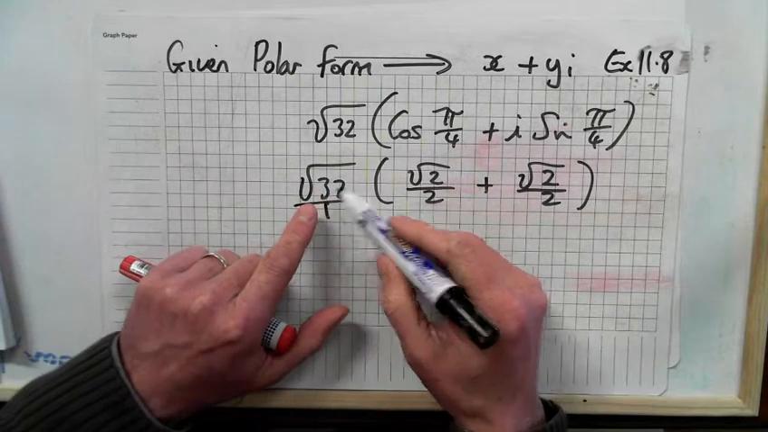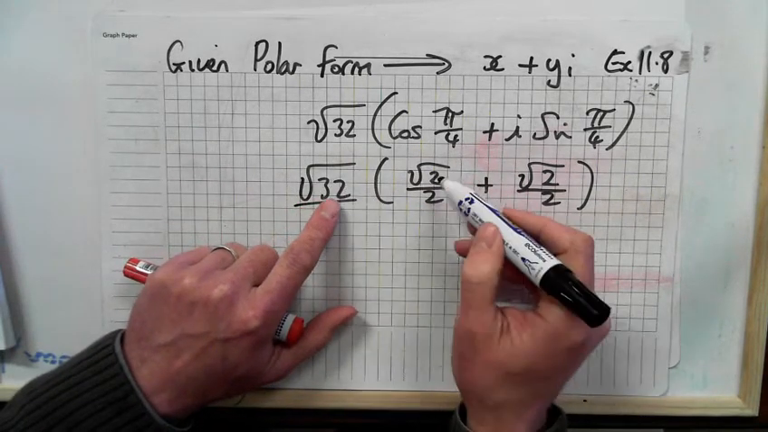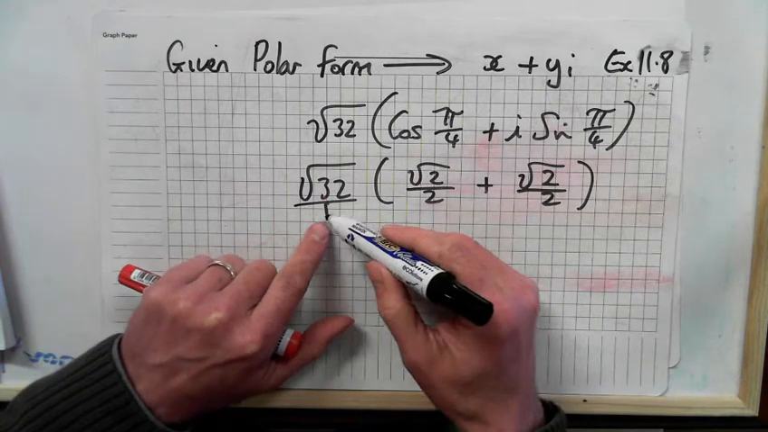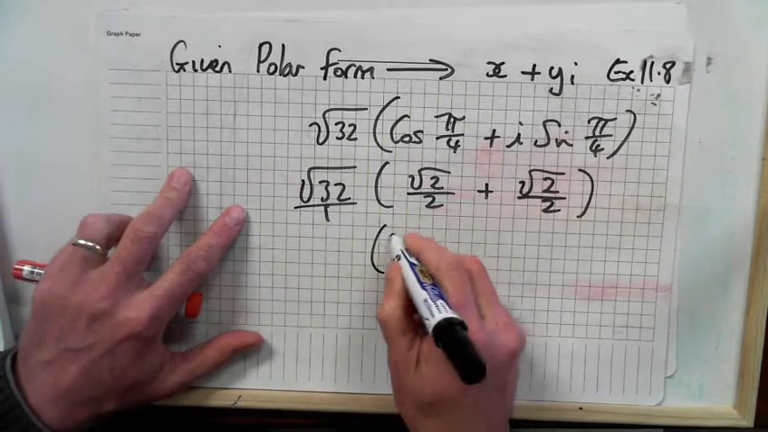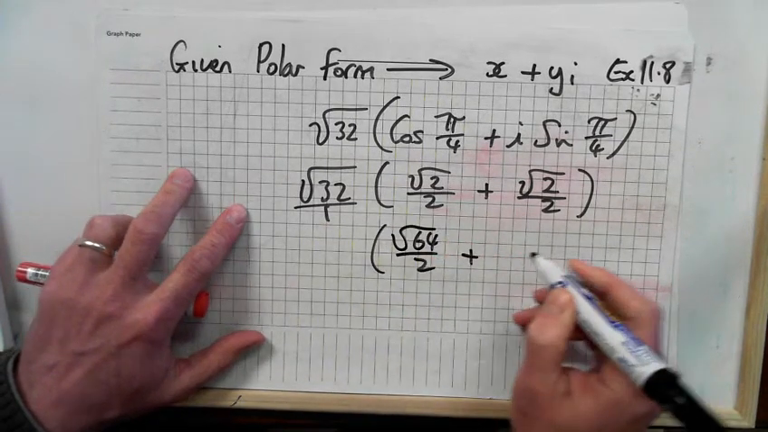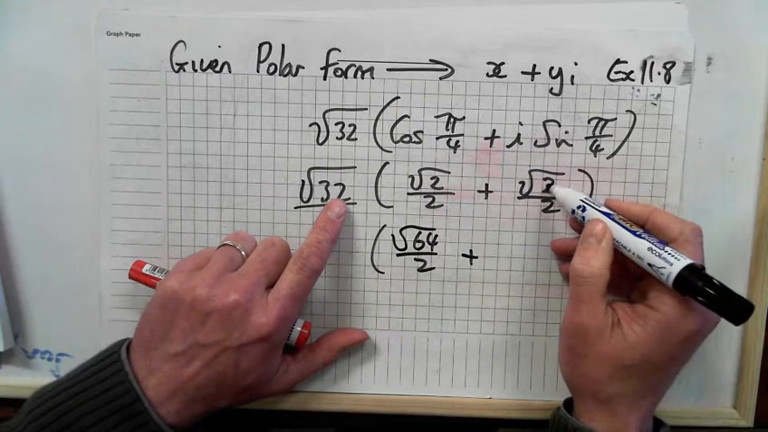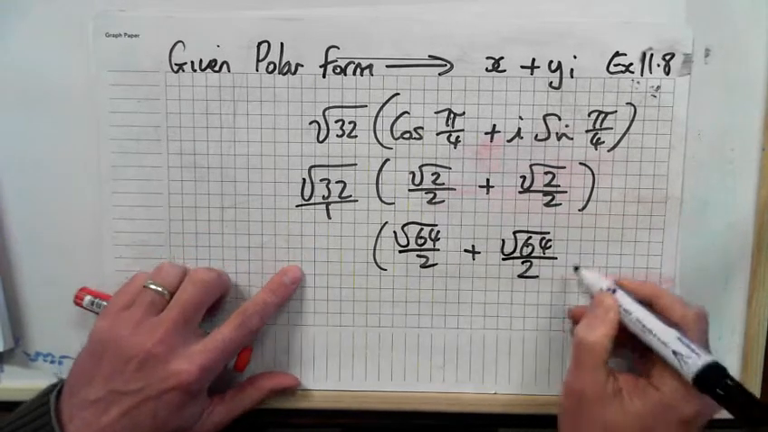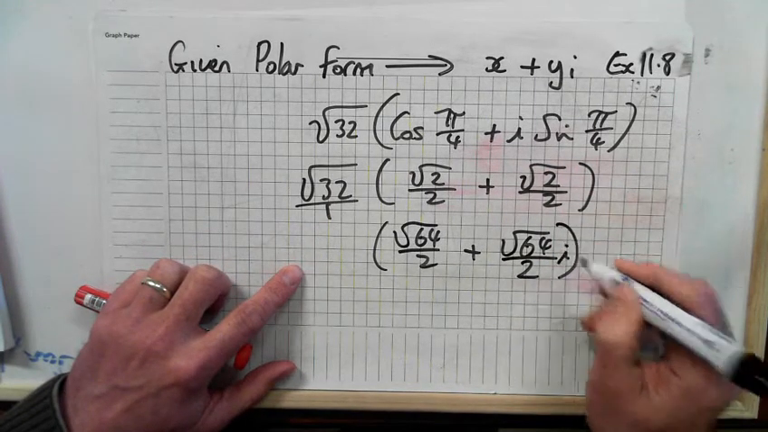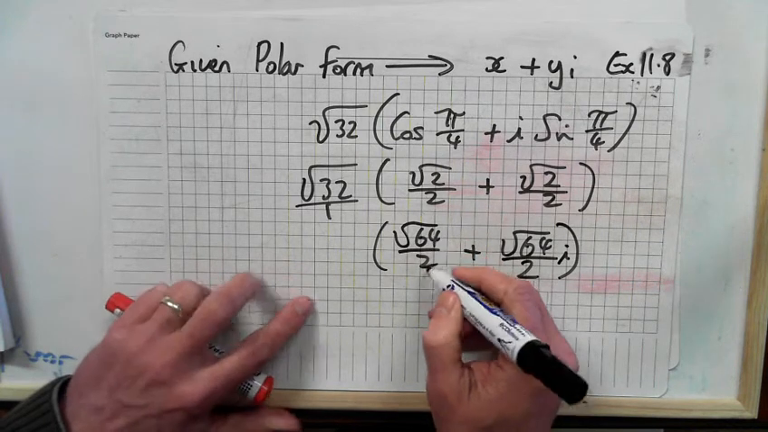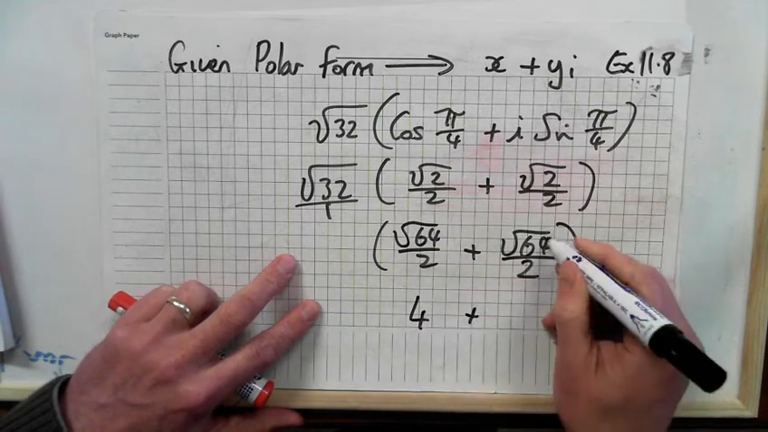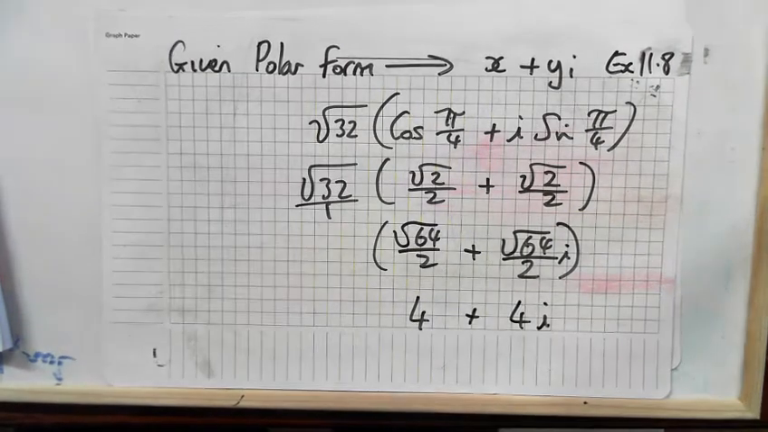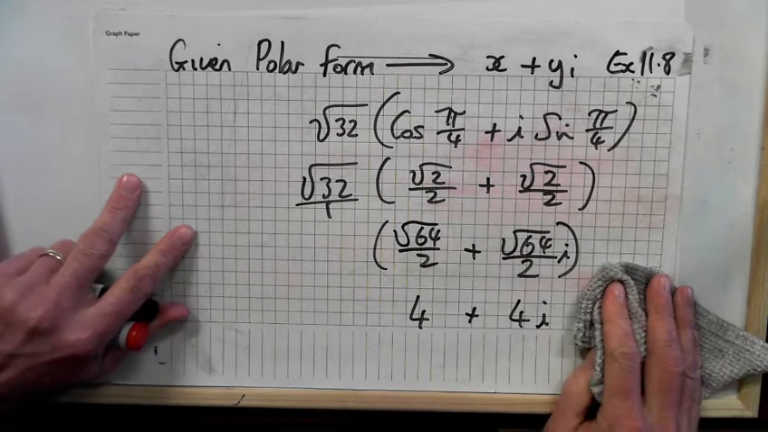What happens when you multiply this times this? Square root of 32 times square root of 2 is the square root of 64, over 1 times 2, which is 2. Plus square root of 32 times square root of 2 is square root of 64 over 1 times 2 is 2. And that's the i. Square root of 64 is 8, divided by 2 is 4. Not too bad, is it? That was part 1.